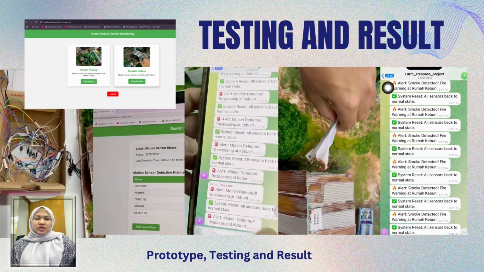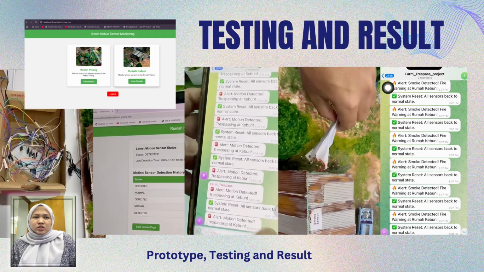So first, we test each component individually. For example, the PIR sensor: we start by moving an object in front of it to ensure it can detect motion correctly. Then we test the smoke sensor using controlled smoke to check its sensitivity.